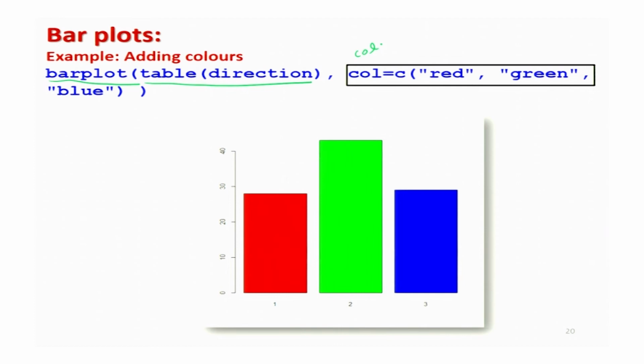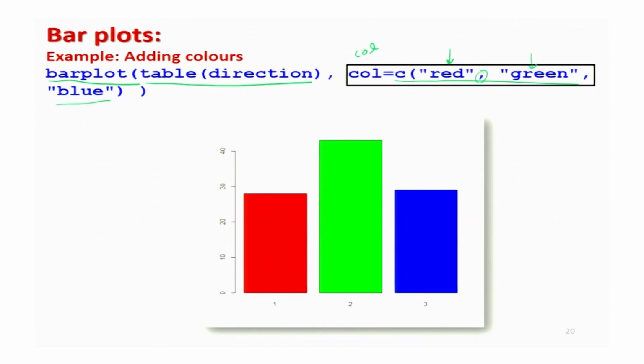and these colors are given in the form of a data vector. Suppose I want to make the first bar red, so I will write down here within double quotes red, then comma, and then I want to make the second bar green, so I will write down here green, and then the third bar I want to make blue, so I will write down here blue.